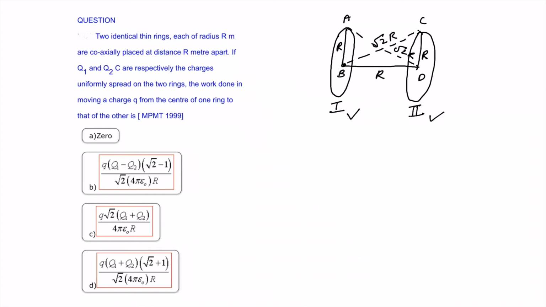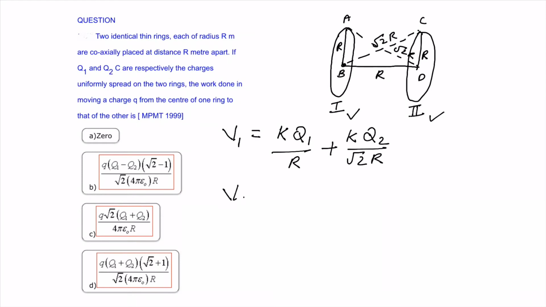Okay, now the total potential at the center of the first ring, that means the potential at B, will be equal to the potential due to the charge on the first ring. What is that? K q1 by r plus K q2 by the distance from the center of the first ring to the circumference of the second ring, which is what? Root 2r.